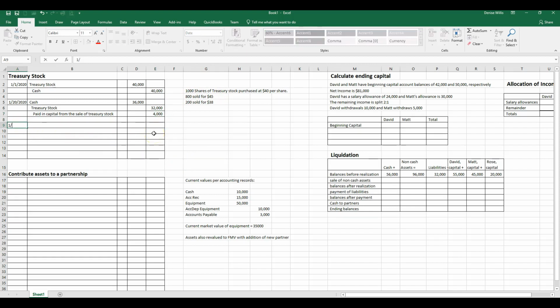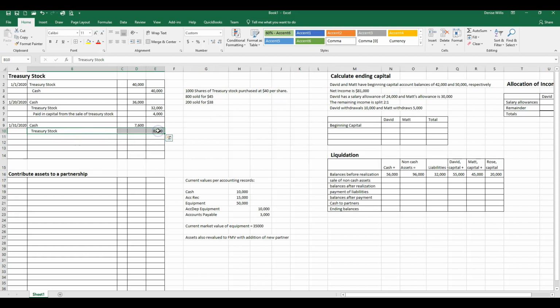Now let's go ahead and finish selling it. At the end of the month, we sell the rest of it. So we're going to get some cash, and we are going to get $38 a share on this one. So 38 times the 200 shares, cash is going to be $7,600. Then we're going to credit treasury stock, and again, it has to be credited based on what it cost us. So those 200 shares cost us, remember up here, $40 a share. We're going to credit treasury stock for $8,000.